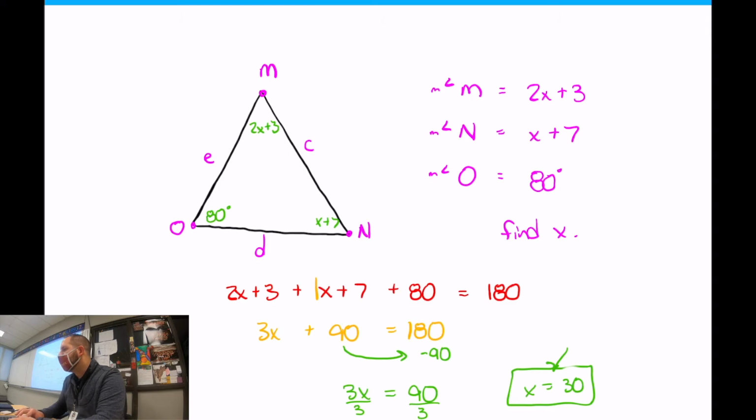Supposed to be decimal. Yeah, I kind of warned you it was going to be a decimal.